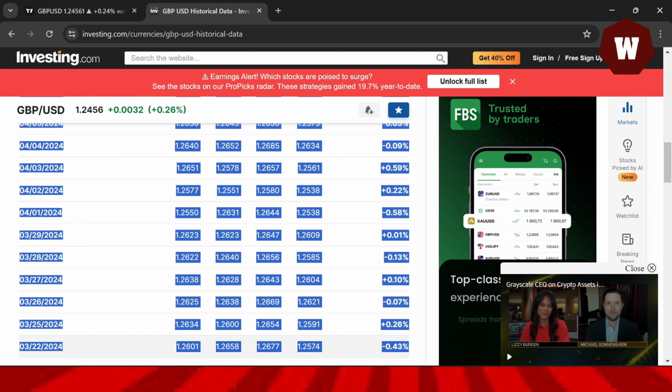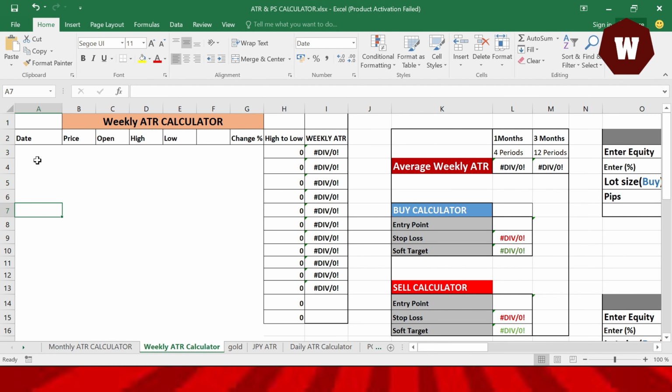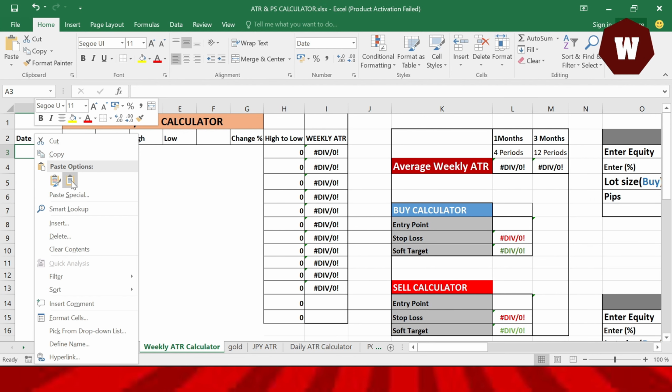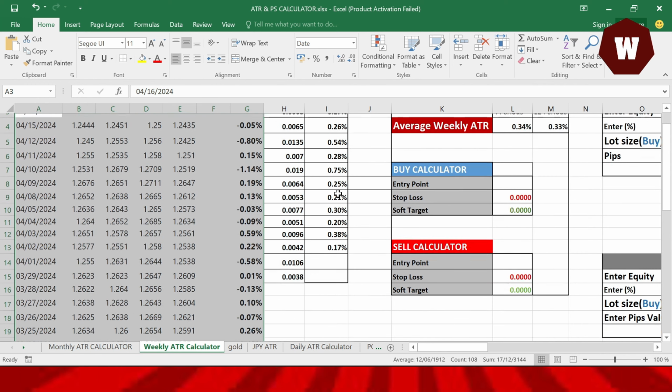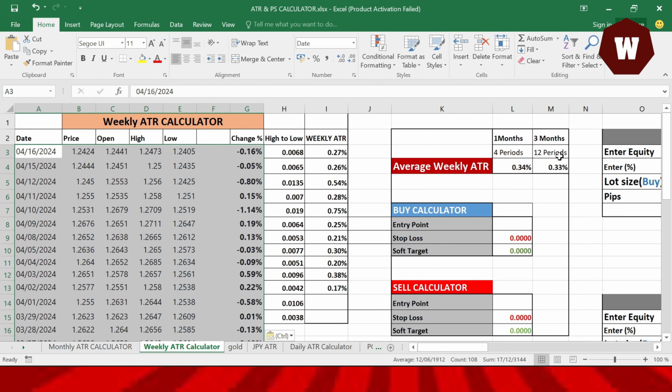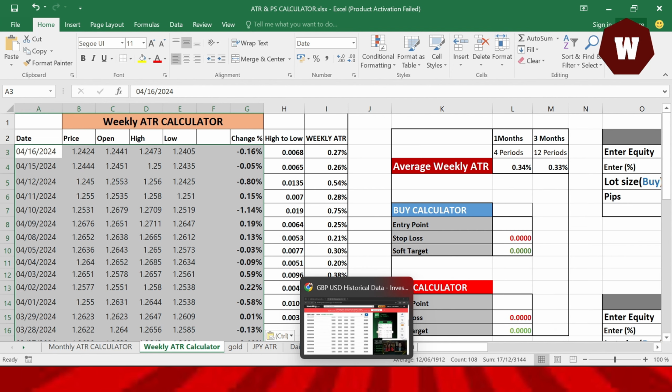Okay, I will copy that data and paste it into my calculator. Once I paste, instantly you see that it has calculated the average true range for the past 12 days, and it's 0.33% for the past 12 periods. Once I have done that, I'll come to the analysis that I have done.